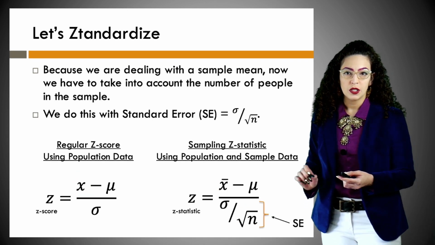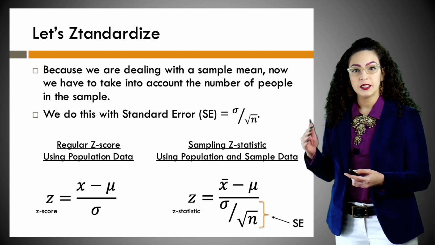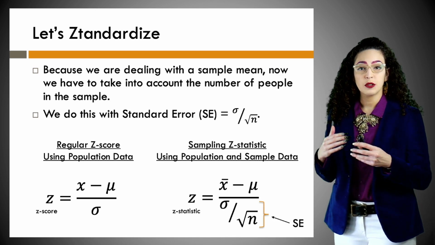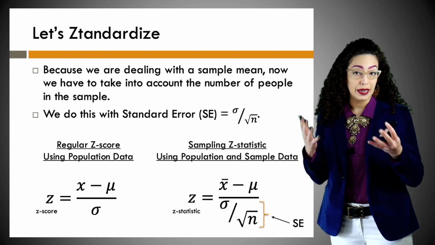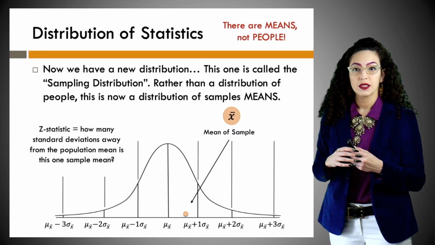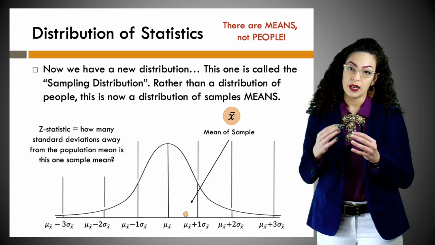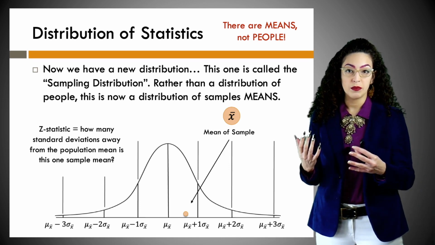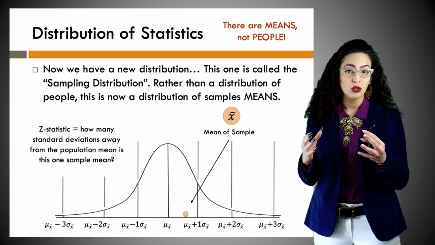So this whole unit down here, the standard deviation divided by the square root of n, that value is called the standard error. And because we're dealing with the sample mean, we now have to take into account the number of people that were in that sample, which is why we incorporate that square root of n in there. So what's very important now to distinguish is that instead of trying to calculate the probability of seeing one person, we want to know the probability of observing a whole mean of a certain value. So that's an entire group of people.